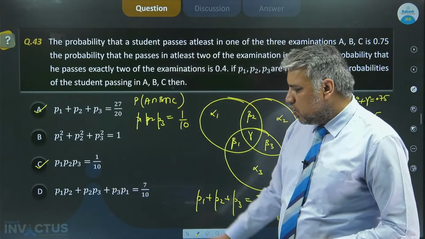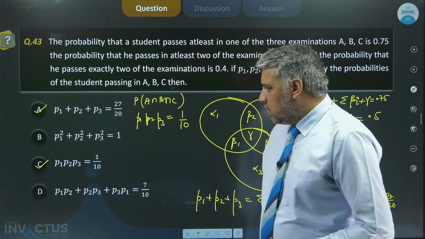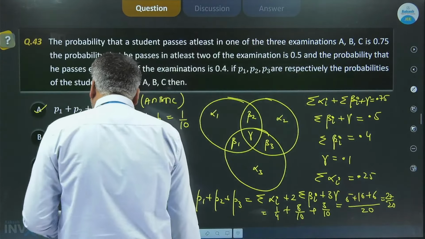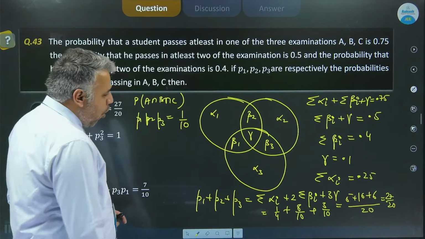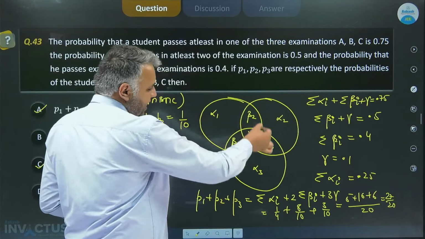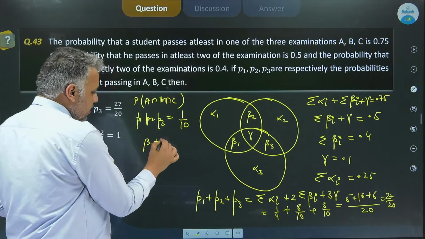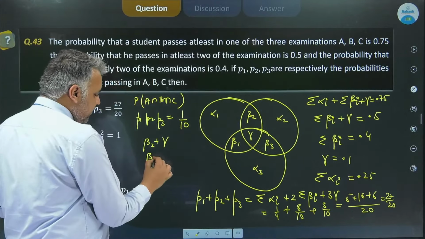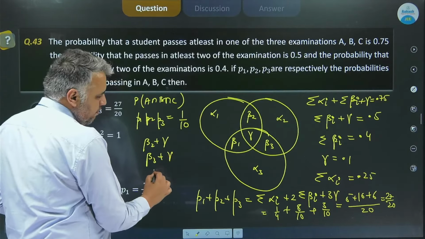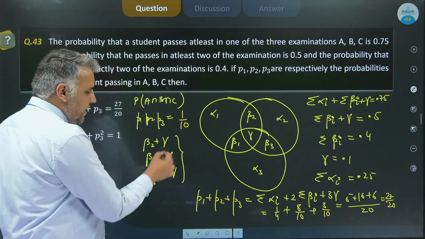Now we'll look for P1 P2 plus P2 P3 plus P3 P1. So we can also calculate this. P1 P2 is the common of P1 and P2, so beta 2 plus gamma. Similarly, common of P2, P3, beta 3 plus gamma. Similarly, beta 1 plus gamma. So basically we are looking for summation beta i plus 3 gamma.